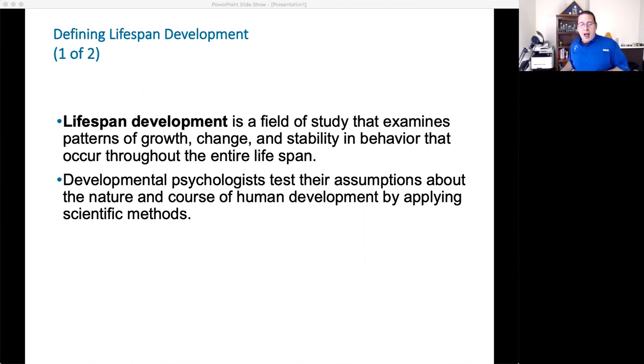So psychologists within the developmental field look at their assumptions about the nature and course of human development by applying scientific methods. Now, we talked earlier about correlation, right? In your Psych 101 class and any other psych classes you've taken, you're going to look at the scientific method, which is a little bit different than just saying, hey, I think there's something wrong with that child over there, or that person was probably not nurtured enough or had insecure attachment. We want to be able to qualify that by some kind of observation.